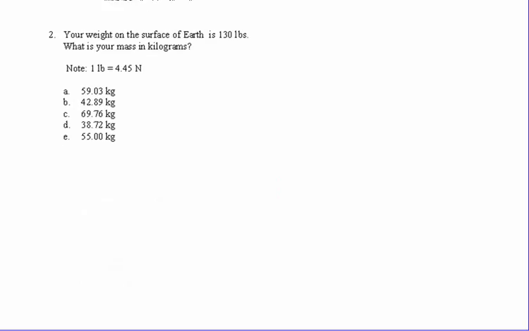Question number 2, the answer to this one is going to be A, and I'll show you how to get that. This is a unit conversion problem. We want to find the mass in kilograms. So we start out with 130 pounds. We are given that 1 pound is equal to 4.45 newtons. So since we have pounds in the numerator, we immediately put 1 pound down here in the denominator. We put 4.45 newtons here. Now when we do our multiplication here, our pounds will cancel out and we'll be left with just newtons.